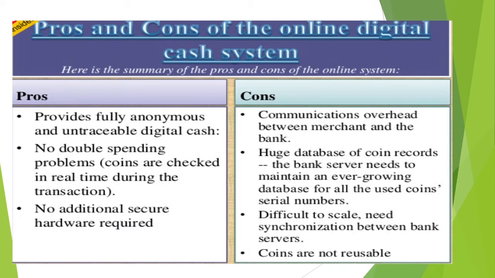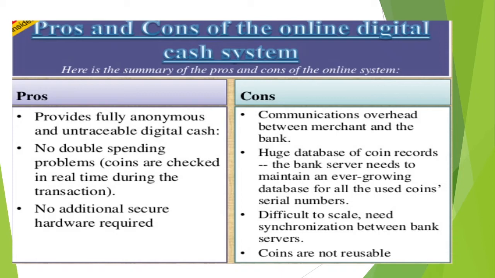Pros and cons of the online digital cash system: it provides fully anonymous and untraceable digital cash. No double spending problems, as coins are checked in real time during the transaction. No additional secure hardware is required.